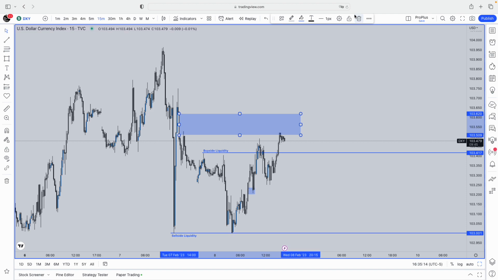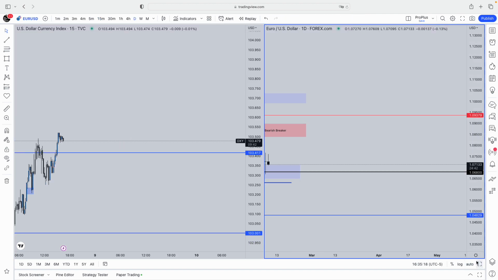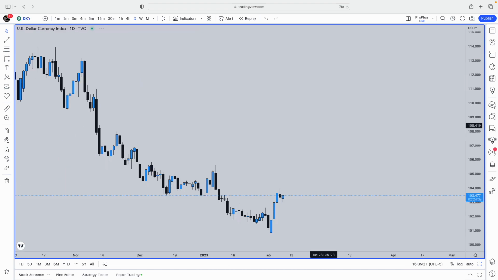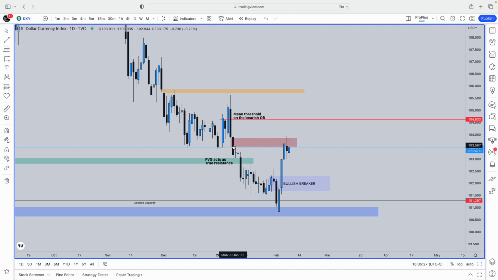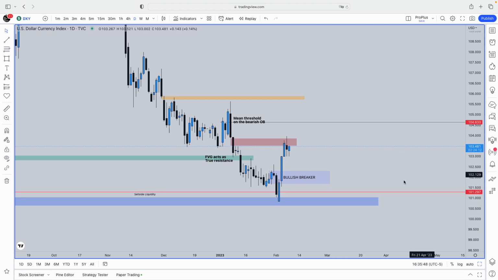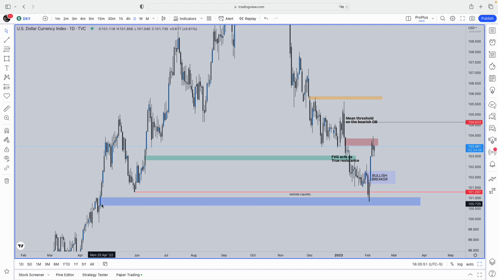So if we look on the daily for the dollar, there's what I got. So there is the fair value gap here. There's a bearish order block. I've just lined out the mean threshold for that. There's also a bullish breaker, which price could end up coming down to tapping into that. And there's also a fair value gap here. And then there's a bullish order block as well. So what price did was it took out this sell side, tapped into this fair value gap and an order block before pushing up higher into there.